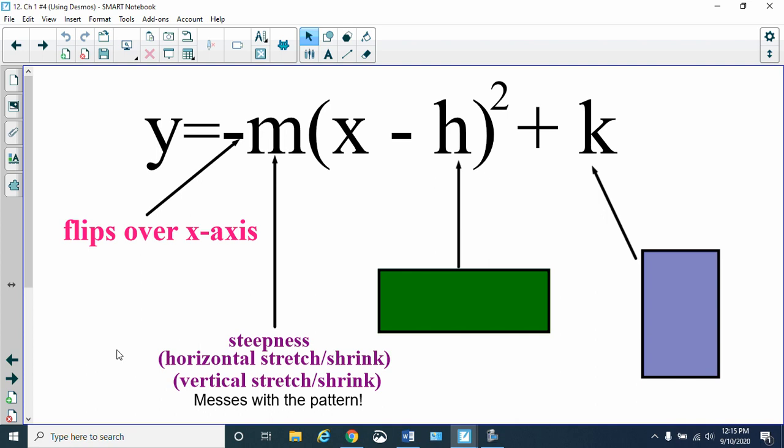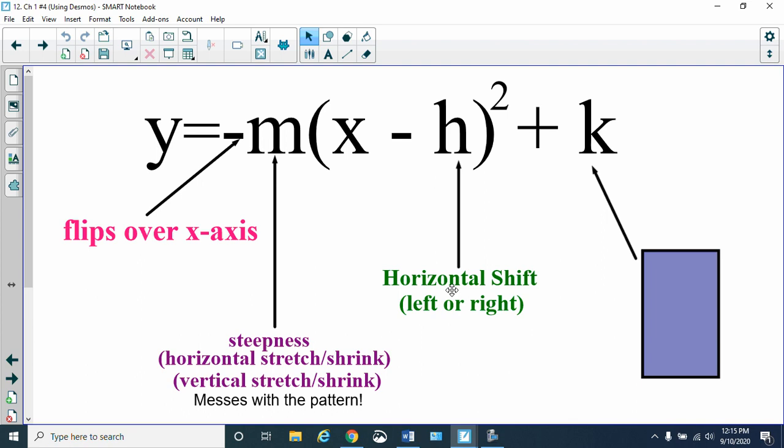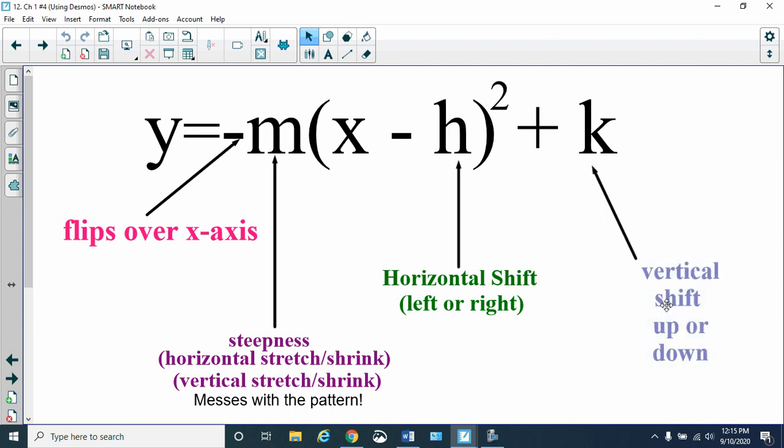If it's a fraction between 0 and 1, we know that that's going to be a vertical shrink, or a horizontal stretch. So if the number's big, like 10, it's a vertical stretch. If it's a fraction between 0 and 1, it's a vertical shrink or horizontal stretch, right? It messes with the pattern. If we see a number right after the x, that's going to be a horizontal shift, left or right. And if we see a number at the very end, that's a vertical shift up or down.